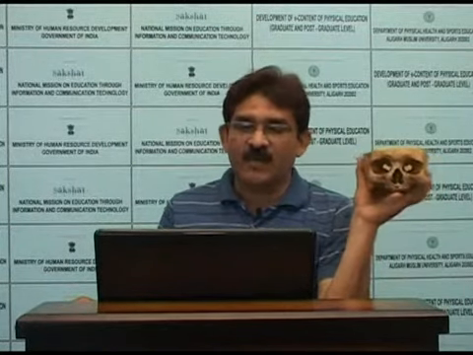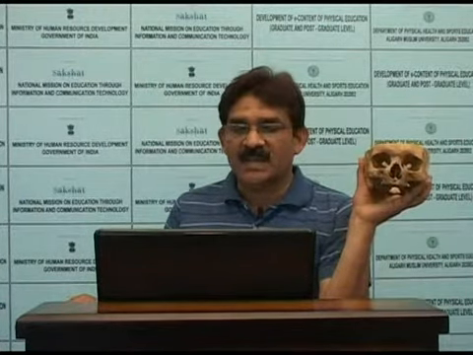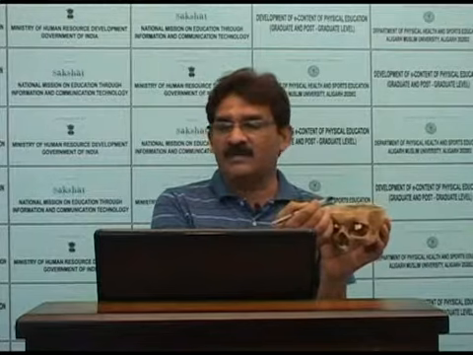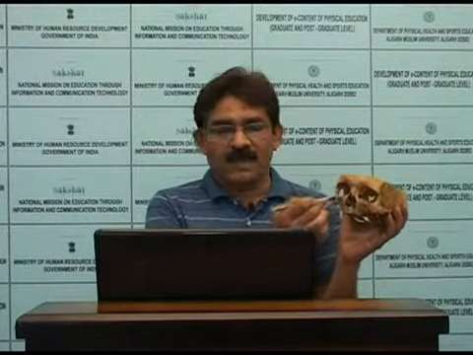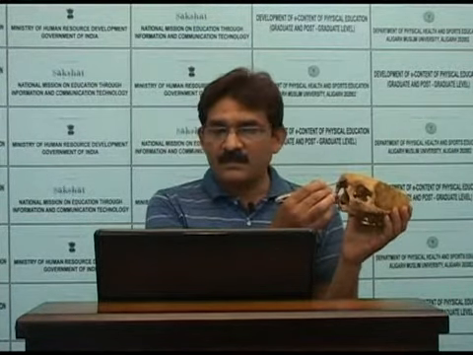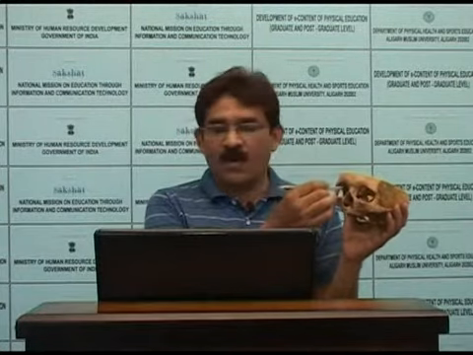The squamous flat portion of the frontal bone forms the skeleton of the forehead. This is the squamous portion of the forehead. This is the glabella, nasion. This is the orbital portion.